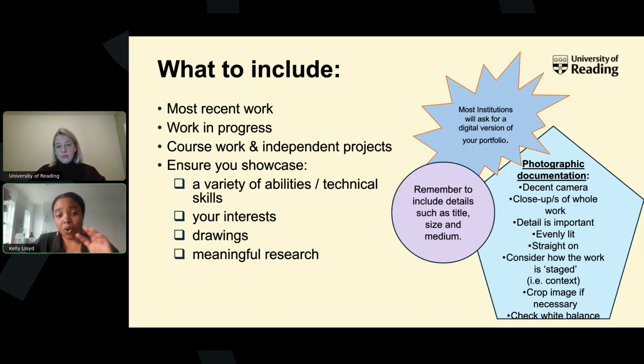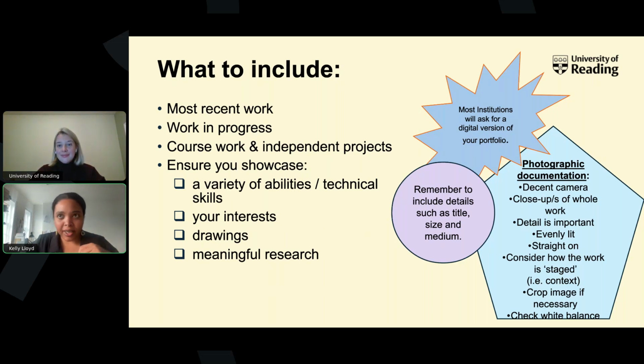Take photographs of both the whole work and then also detail shots or close-up shots of the work. It's really important for us to see the detail of the work because that's when we can see the way that it's been constructed, the texture of the materials that you're working with, things like that. Make sure that the work that you photograph is evenly lit. Take a photograph that's straight on, not askew. Consider how the work is staged or its context, like put it in front of a blank wall rather than next to your jumper or something like that.